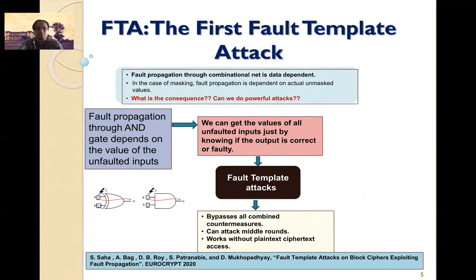The first example of a profiled fault attack, or a template fault attack, was proposed at Eurocrypt in 2020, where we showed how fault propagation through gates, for example, in this slide, fault propagation through an AND gate, which depends on the value of the unfaulted inputs, can be utilized to develop attacks called fault template attacks. Using a systematic method, we try to get the values of all the unfaulted inputs just by knowing whether the output is correct or faulty. Using these techniques, it has the potential to bypass combined countermeasures and attack middle rounds because it works without plaintext or ciphertext access.